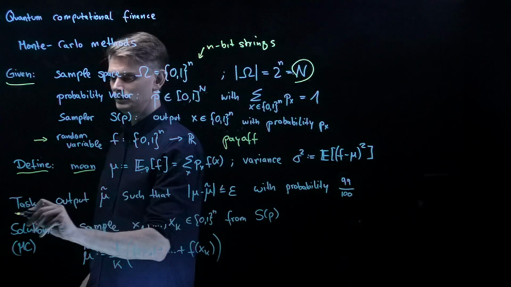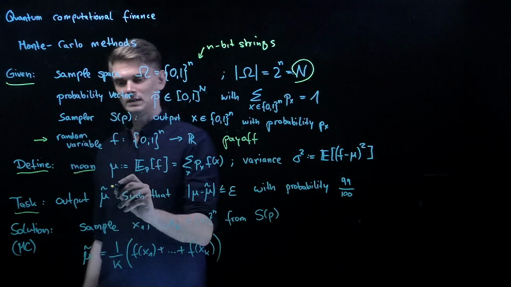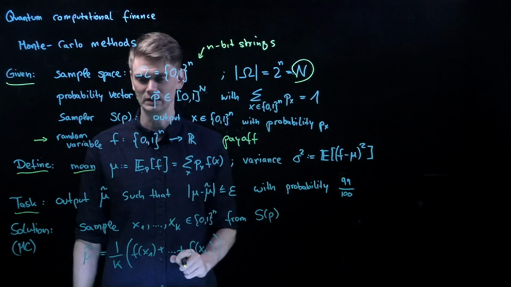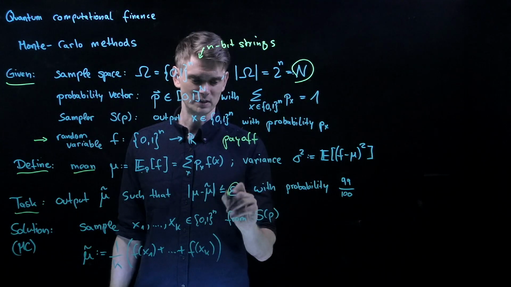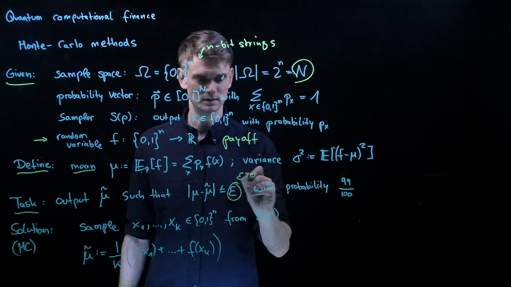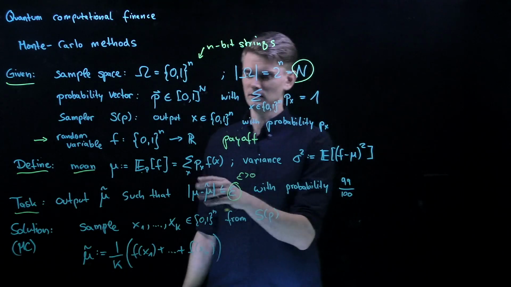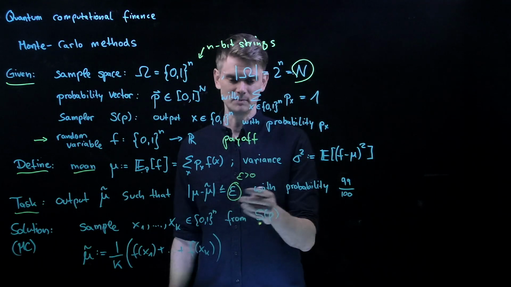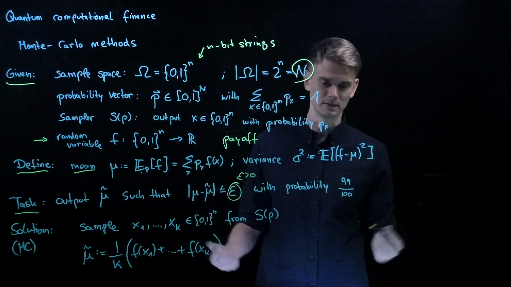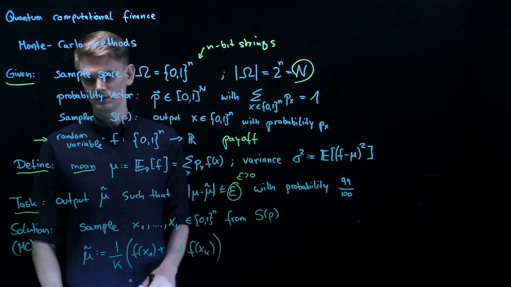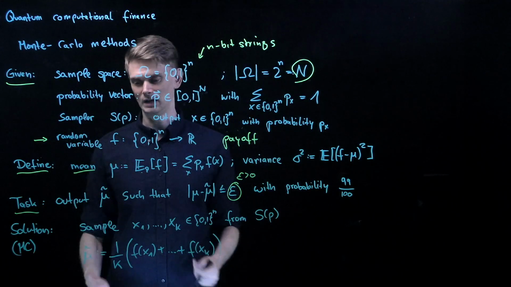Our task is now to output some mu tilde such that it is close to our mean mu, within some epsilon greater than 0. And that output has to be epsilon-close with high probability, say 99%. The solution to this problem is Monte Carlo.